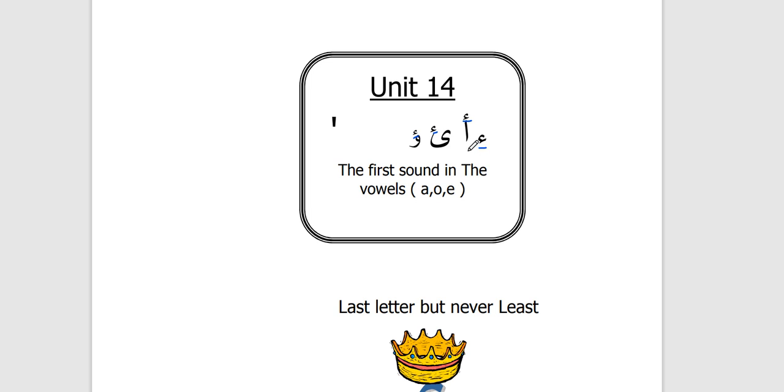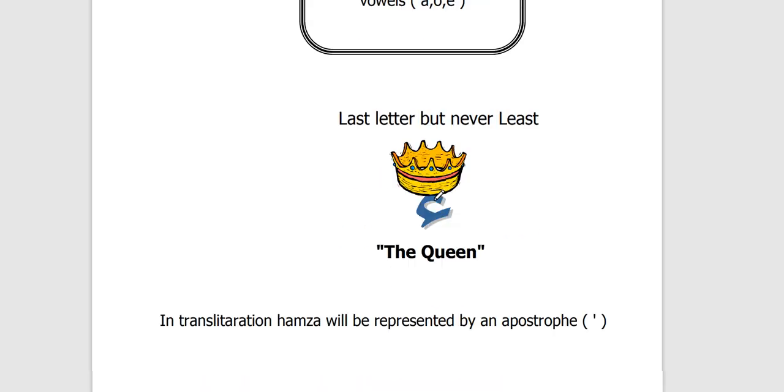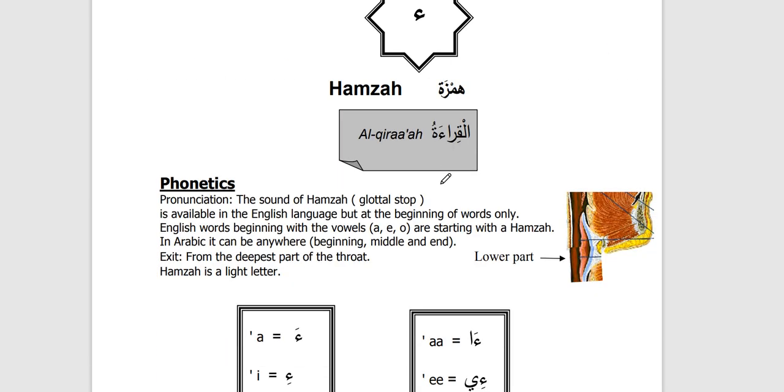Hamza usually comes sitting on some letters. As you can see, it comes sitting on the alif, the dotless ya, and the waw. Each of these letters represents the English vowels a, e, and o. So let's see what the letter hamza is. Hamza, as you can see, looks like the head of the letter Ain, only the head of letter Ain. It's very similar to letter Ain.